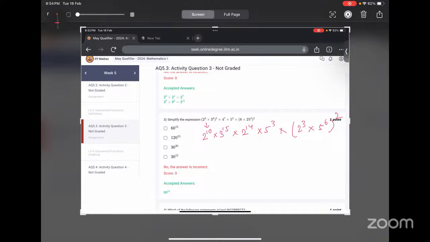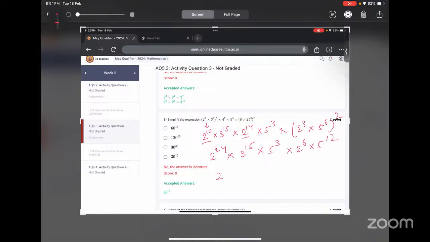Okay. Yeah, we can again break it. So if I sum this, then we will get 2 power 24 into 3 power 15 into 5 power 3 into 2 power 6 into 5 power 12. Up to this step, I was able to come. From there, how to go to the answer, I did not know.